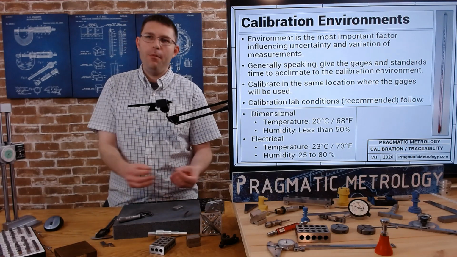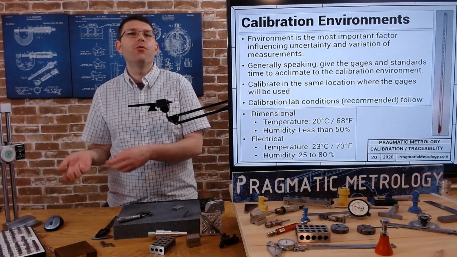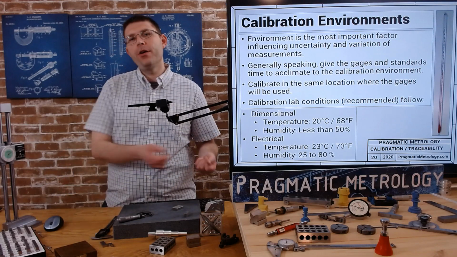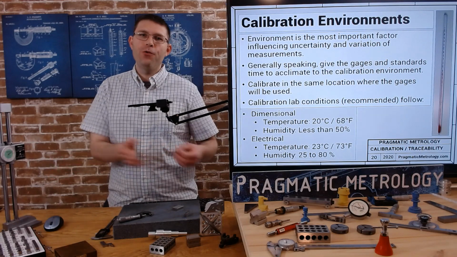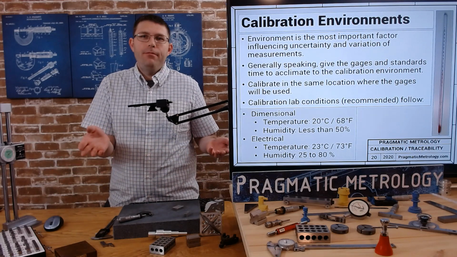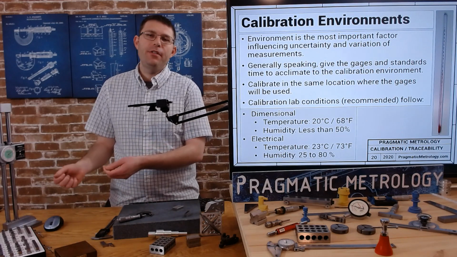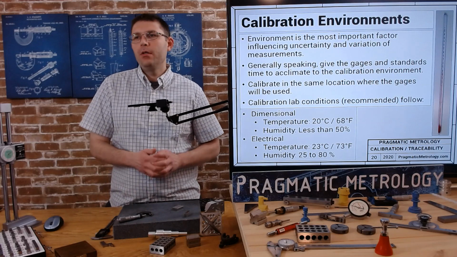And you want to calibrate in the same location that they're going to be used. So you don't want to calibrate in a room that's colder than where they're going to be used, because as soon as it leaves that room and goes to production and it's warmer in production, the metals expand and it doesn't read the same as it did in the calibration room.